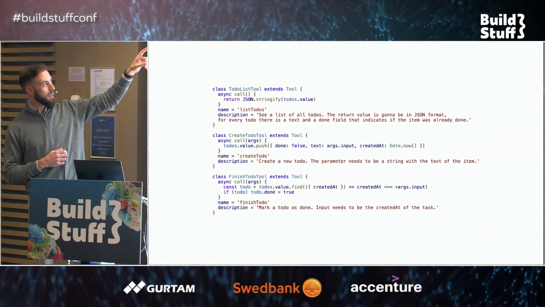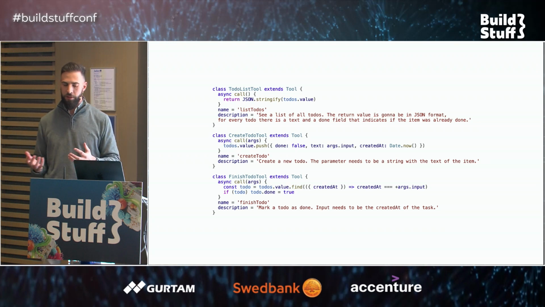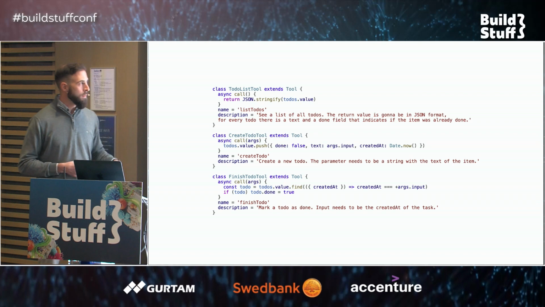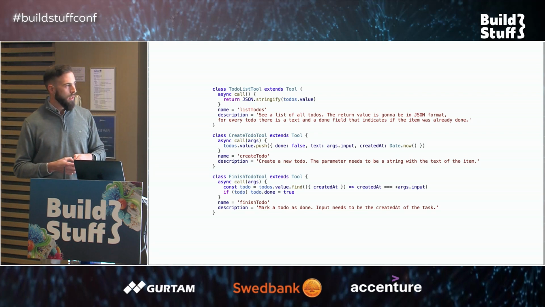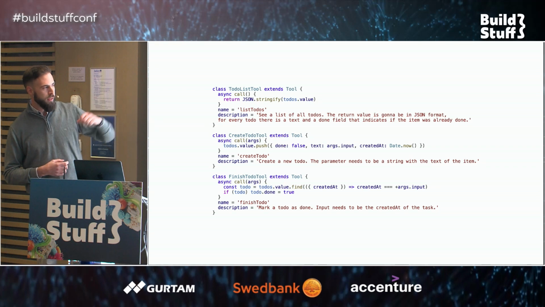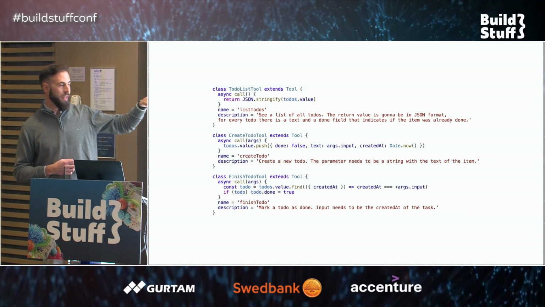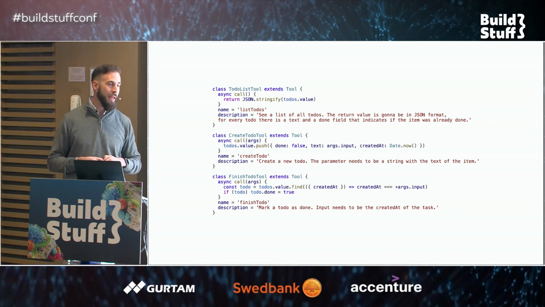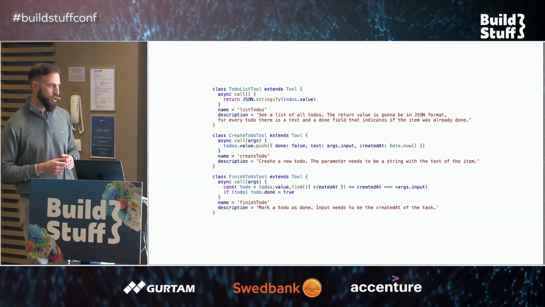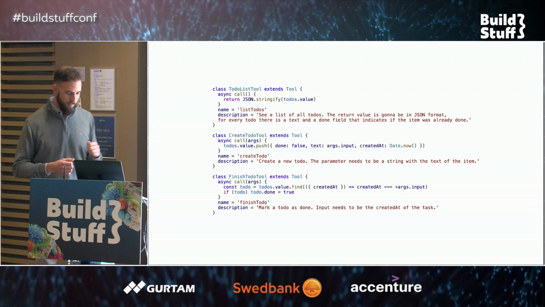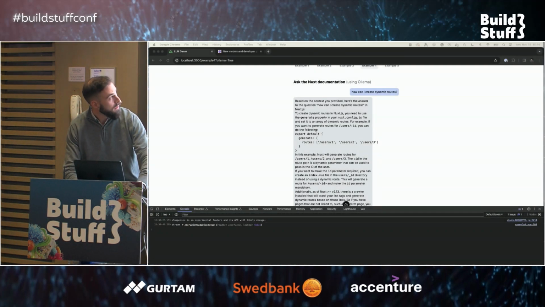And then if it's being called, then we just return a list of all our to-dos in the application, right? Then we have a tool to create a new to-do, where we say the parameter needs to be a string with the text of the item, and then we're just going to add a new item to our list of to-dos. And there's also one to finish to-dos. So let's take a look at how this works.